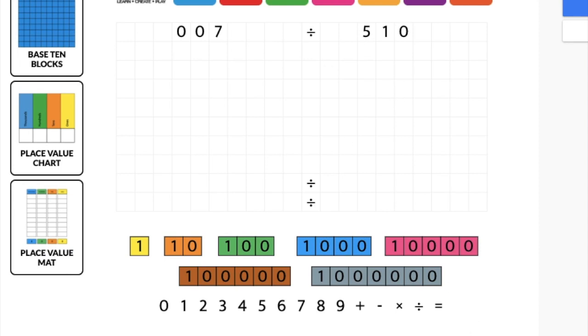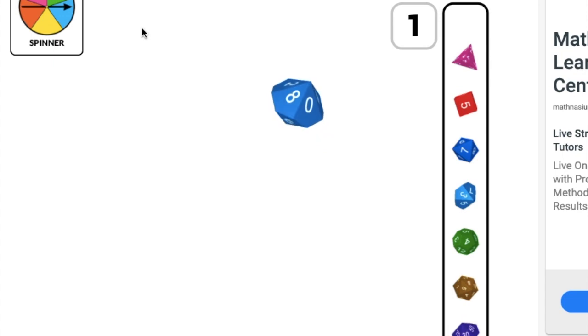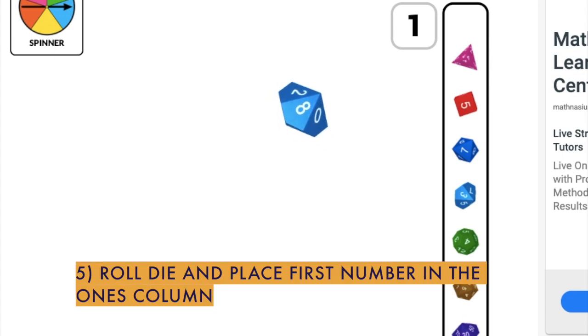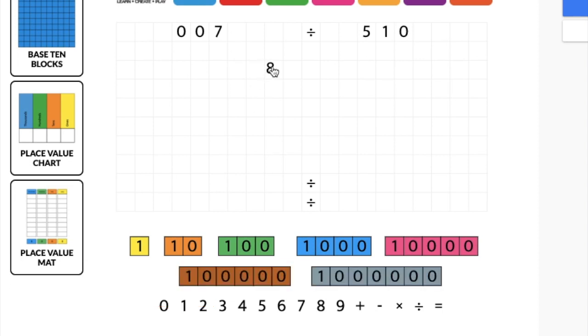So with the first roll, we roll an 8. So everybody has to put the 8 in the same place. Kind of don't have a choice. And that's because we only have the ones place available. So both 007, that's me, has 8 points, and 510 has 8 points.